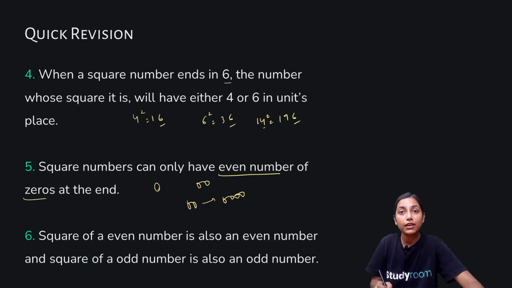Now the square of an even number is also an even number, and the square of an odd number is also an odd number. This is also one of the properties of square numbers, that an even number always has an even square, and an odd number always has an odd square.